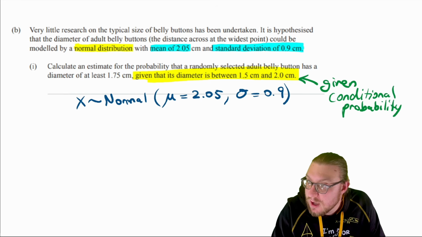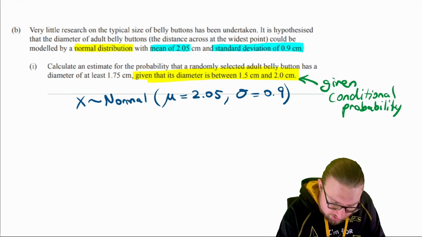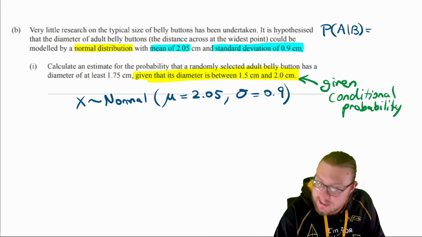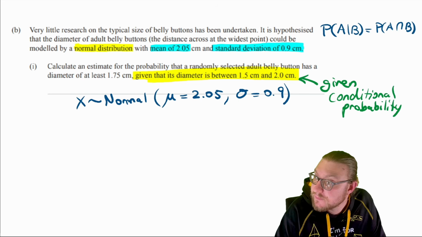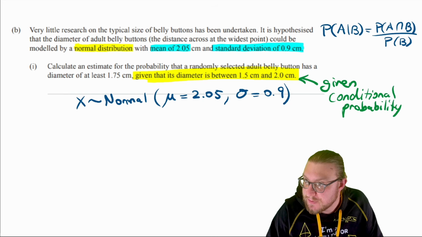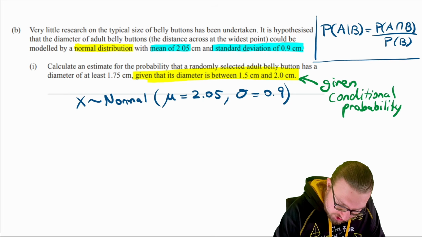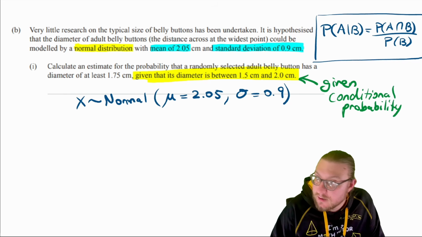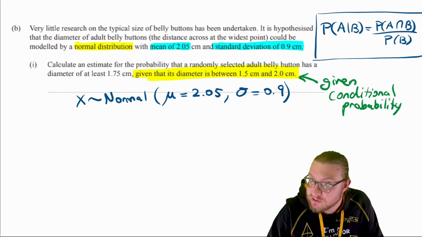Here we go. So we're going to have to go and have a look at our formula sheet. Remember, we have the probability of A given B is equal to the probability of A and B, divided by the probability of the condition, which is B. This is a formula that you have in your formula sheet. Okay. And now what else does the question want from us?